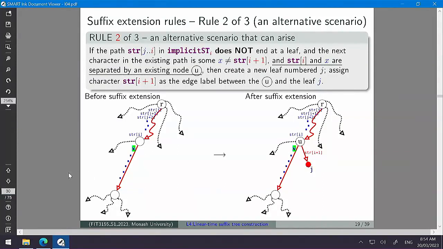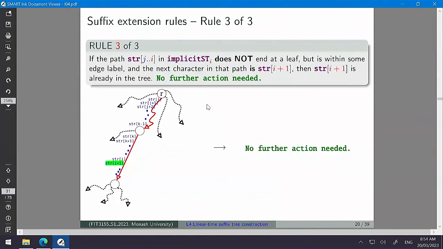to an existing internal node. By the way, root is an internal node in this scheme of things. And rule 3 says don't do anything. So there are many places where we did not do anything, right? Out here we did not do anything. So rule 3 is when a suffix is already contained in an existing suffix.